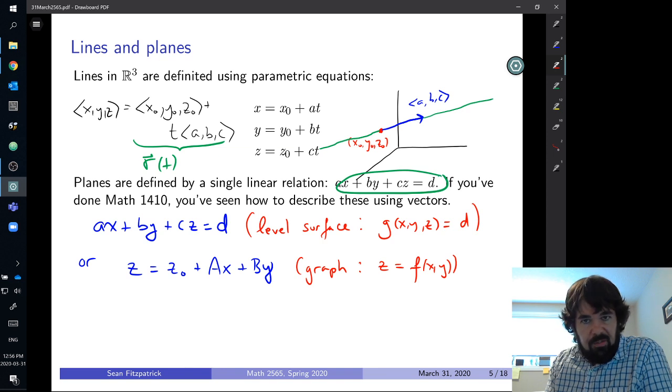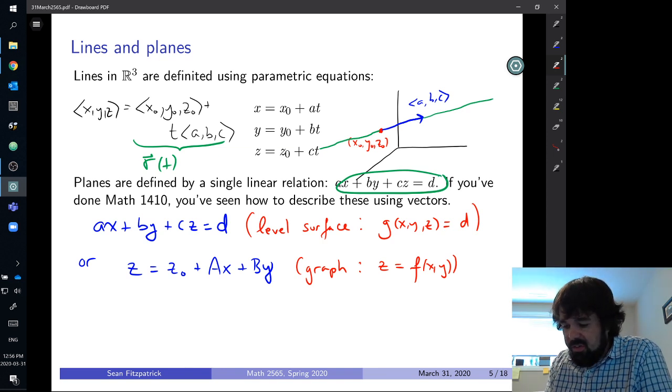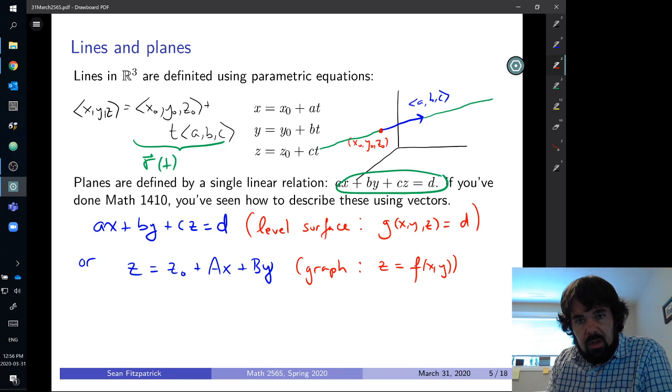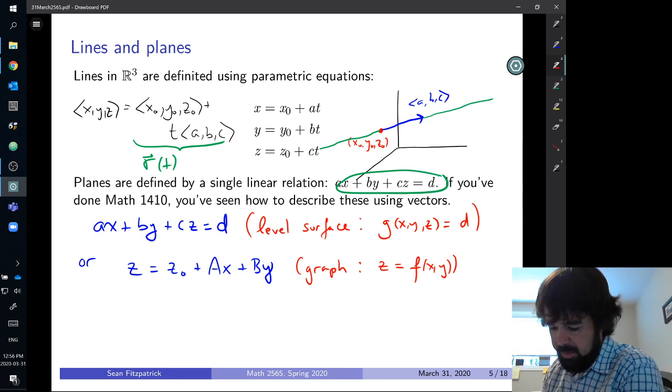We'll mostly look at graphs. Level surfaces is something that properly belongs in your next calculus course, but it might come up from time to time.